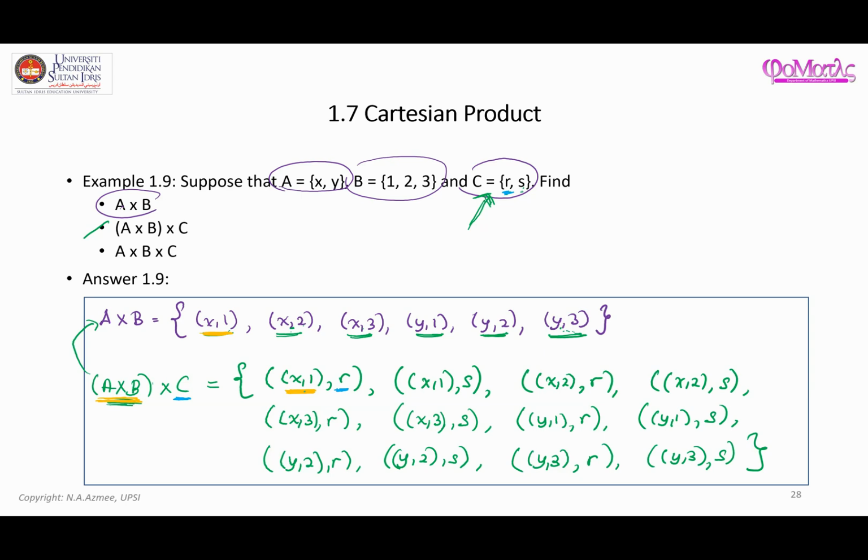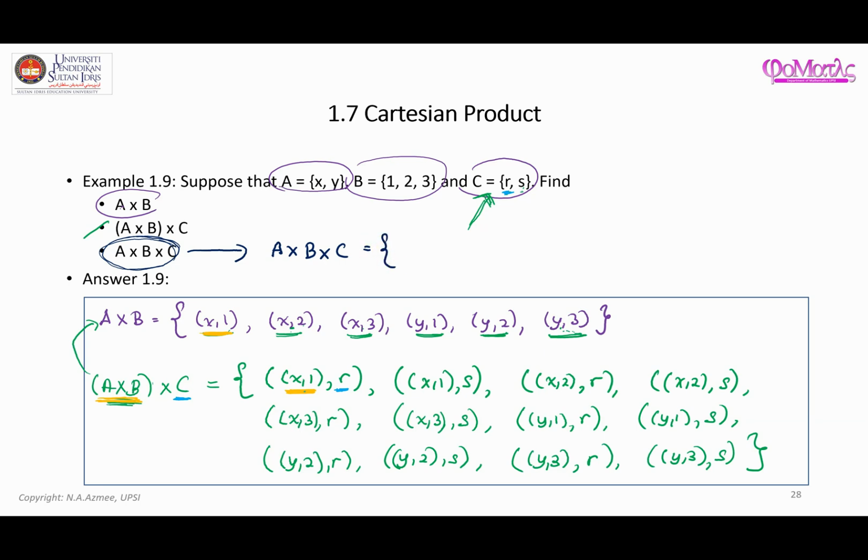Right, next let's move on to the last question here. For this one, you can see that we have to consider three sets simultaneously, the Cartesian product of three sets. The answer to this is going to look like this. So here we have the Cartesian product of three sets being considered simultaneously.